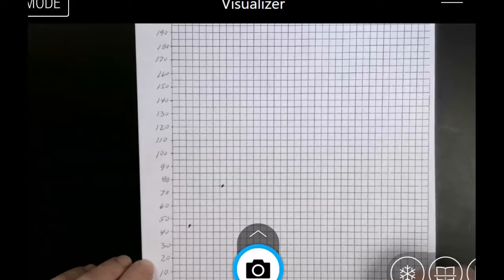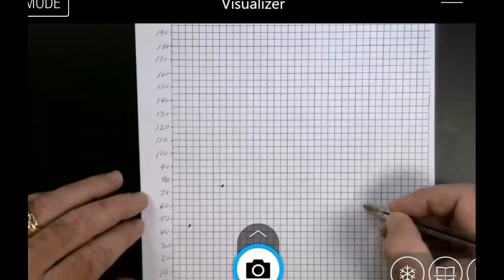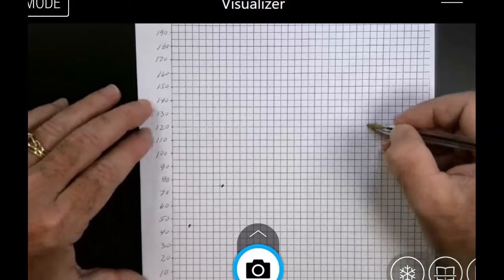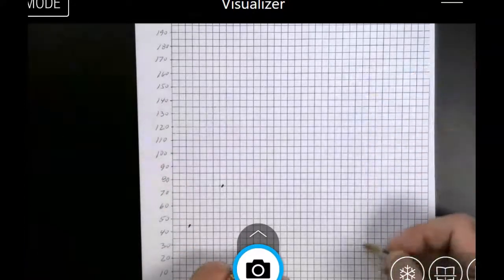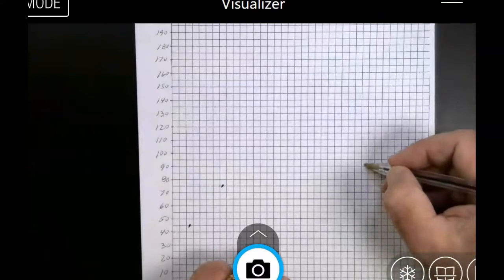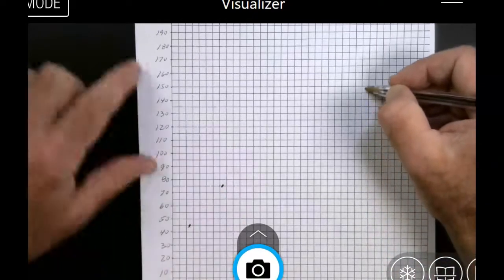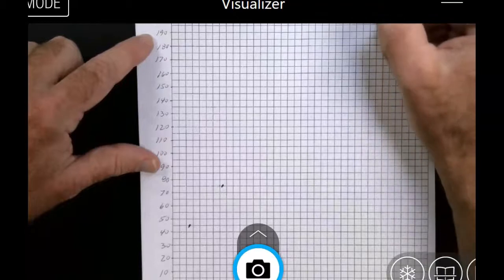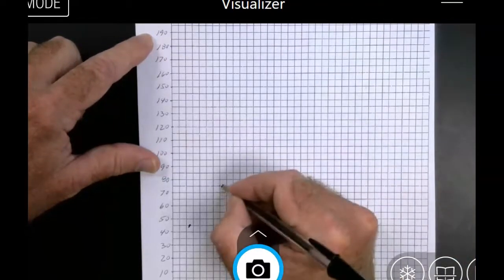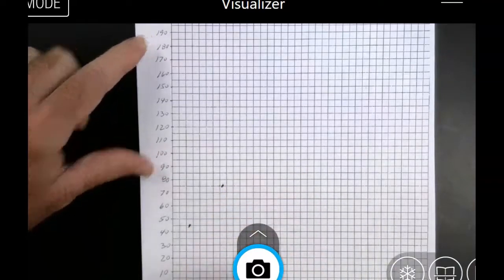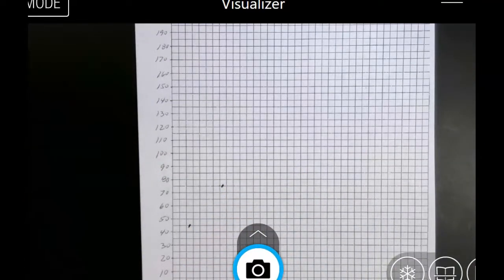And I want to go up to 203. 203 is going to be right up about like this. Now normally you're going to have more than 3 data points. This is just an illustration to do a graph.